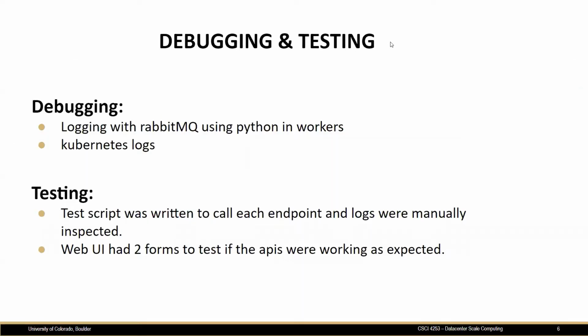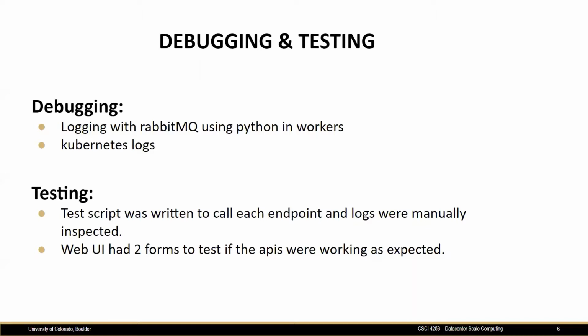So coming to the debugging and testing, for debugging purposes, we made use of both RabbitMQ and Kubernetes. We implemented a logging server which read the logs from RabbitMQ, which in turn was used for testing purposes. And since Kubernetes already has a logging mechanism, we made use of those commands to view the logs from Kubernetes. And for testing the APIs, we wrote a test script to call each endpoint separately, and we checked the logs from Kubernetes and RabbitMQ to make sure that the data was populated correctly.